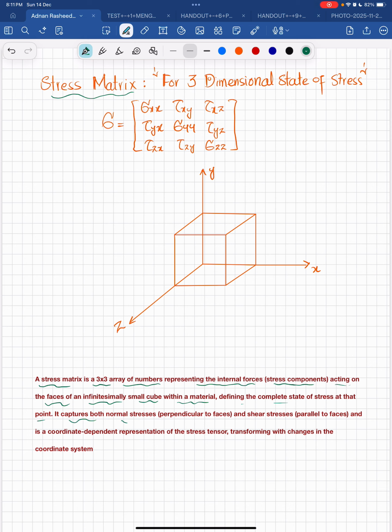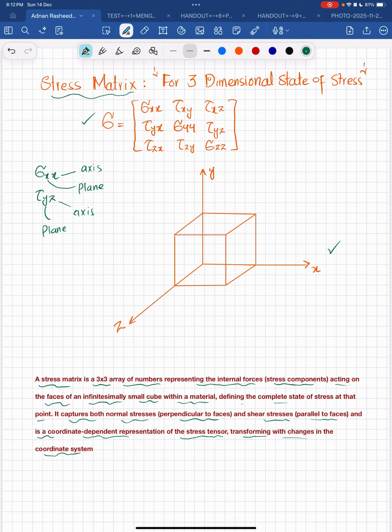It captures both normal stress perpendicular to the face and shear stress parallel to the face, and is a coordinate-dependent representation of the stress tensor, transforming with change in the coordinate system. So you can see this is a stress matrix for a three-dimensional state of stress. Let's say we take sigma xx or any value, tau of yz. The first subscript means the plane and the second subscript shows the axis. Similarly here, this shows the plane and this shows the axis. With the help of this I will represent this stress matrix on this cubic element.